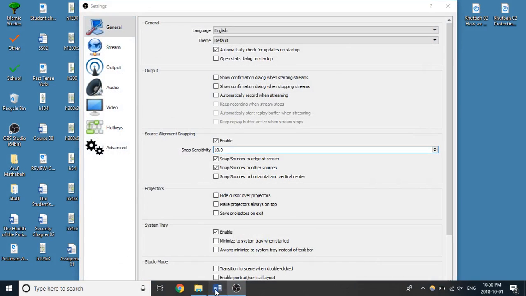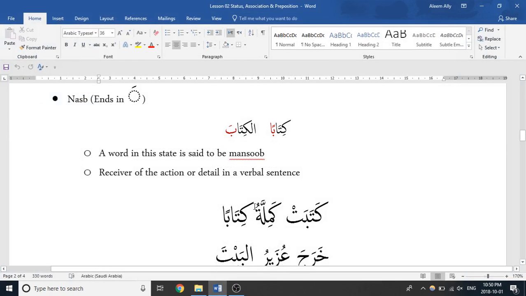Alright, going on to the next state. The next state is called Nasb, and this is when a word ends with a fatha, the symbol that produces an a sound, right? That dash across the top. A word in this state is said to be mansub.